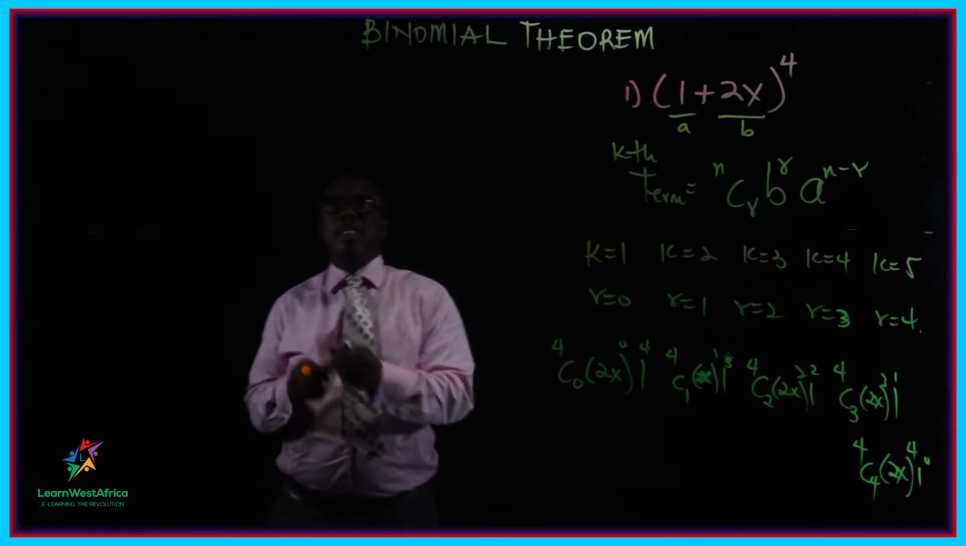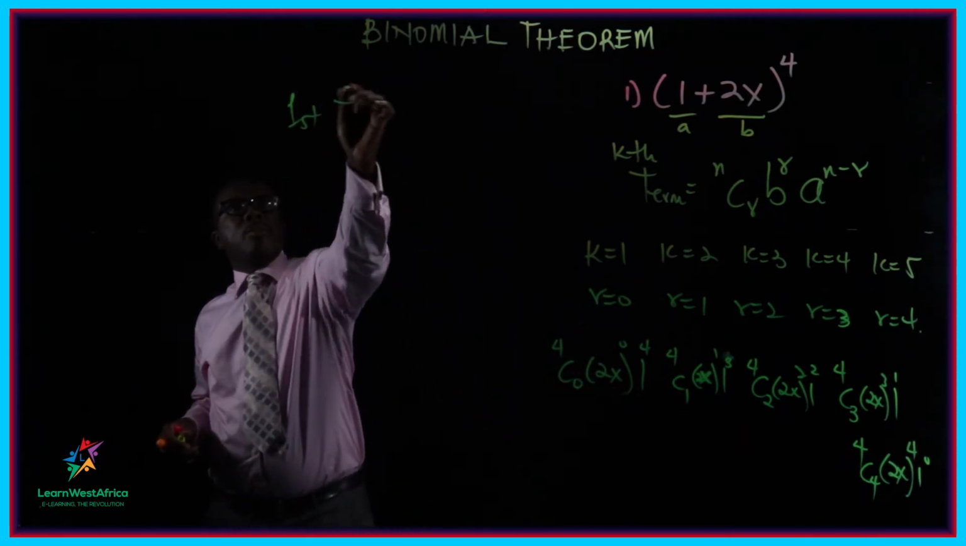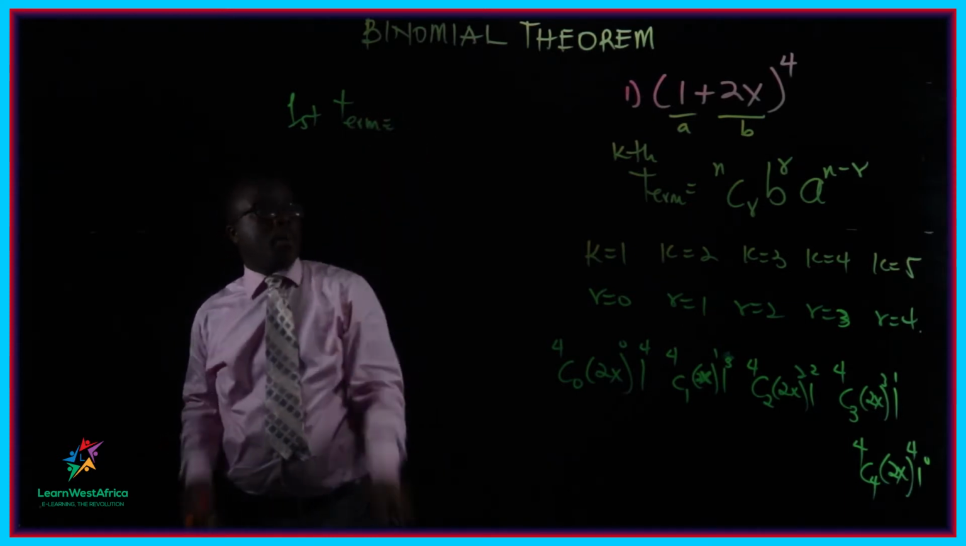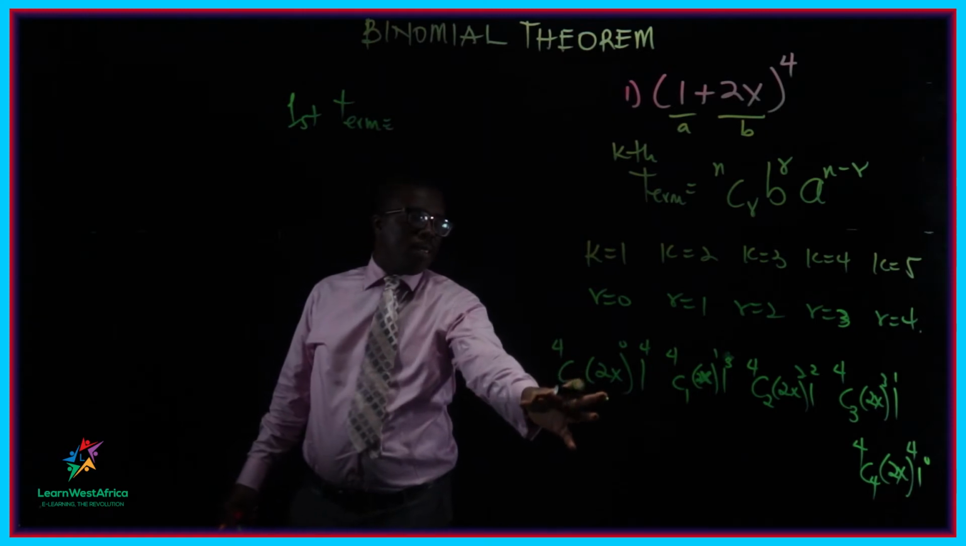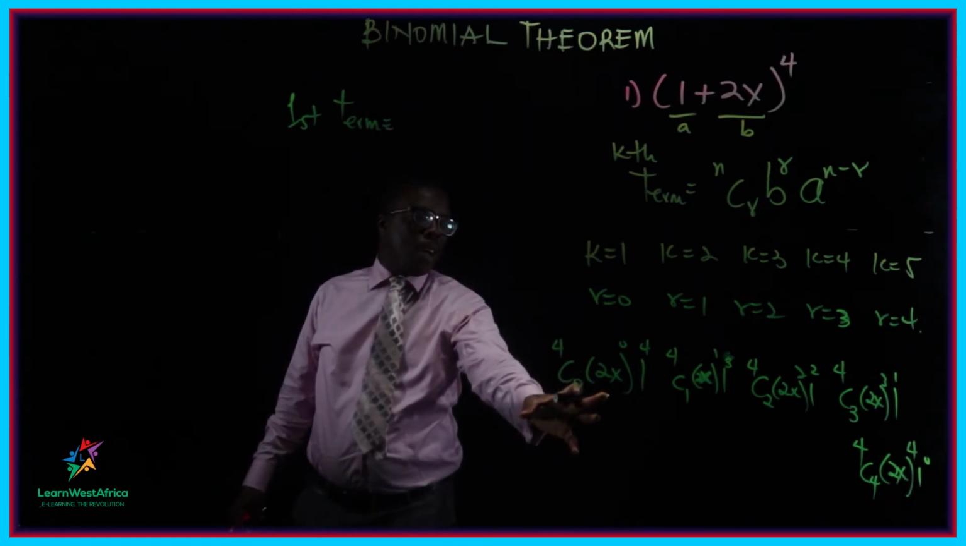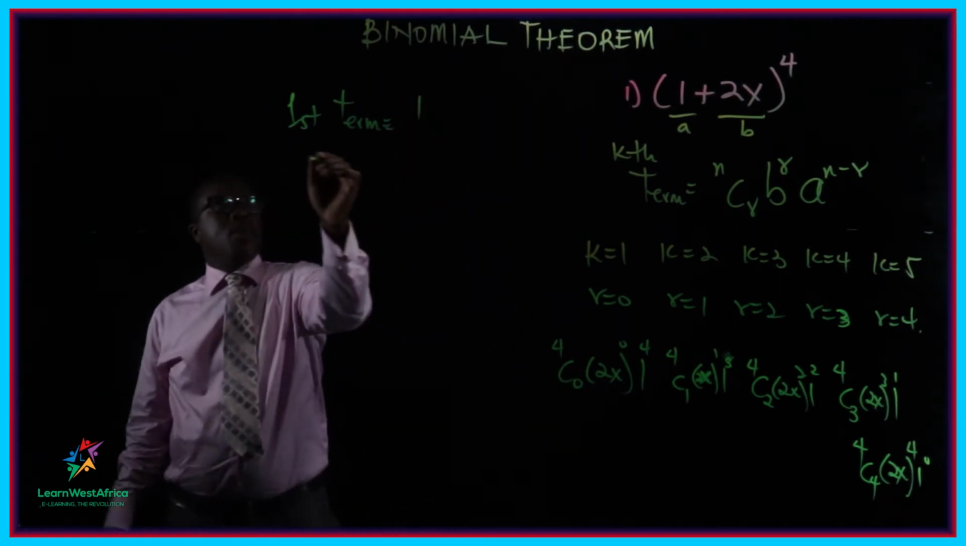Our first term will be this. So our first term, what are we going to get for that? 4 choose 0, we know is 1. That's 2x raised to the power 0 is 1, and this is going to give you 1. So our first term is 1.